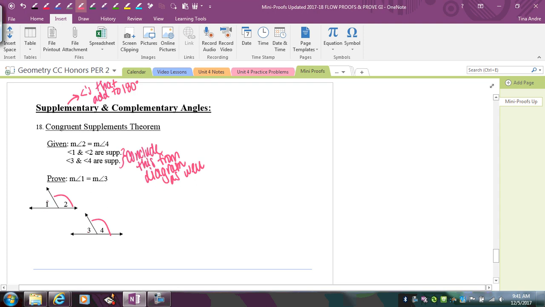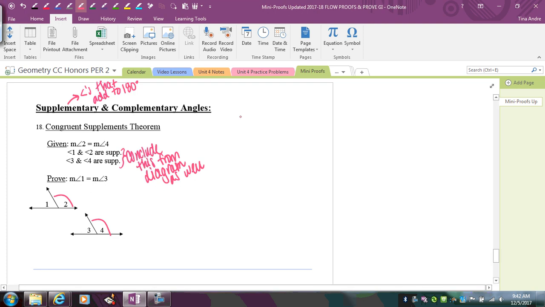Think about this for a minute, and you want to believe it before you try to prove it. If these two angles are supplementary, they add to 180. If these two angles are supplementary, they add to 180. Let's just say 2 and 4 both equal 100. Then 1 and 3 have to equal 80, since both pairs add up to 180. So it makes perfect sense why this is true.